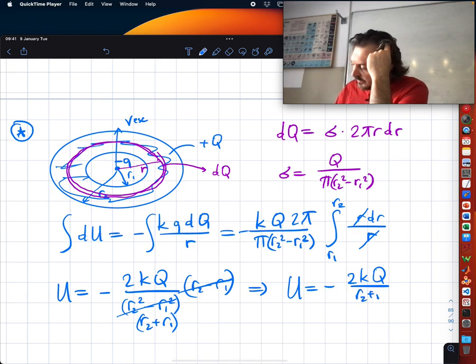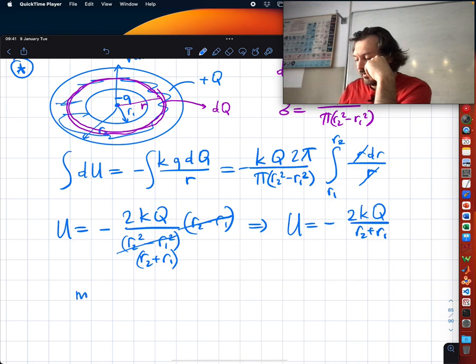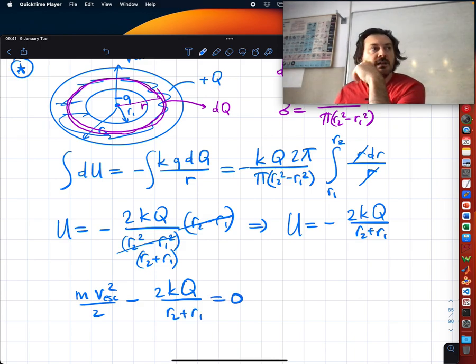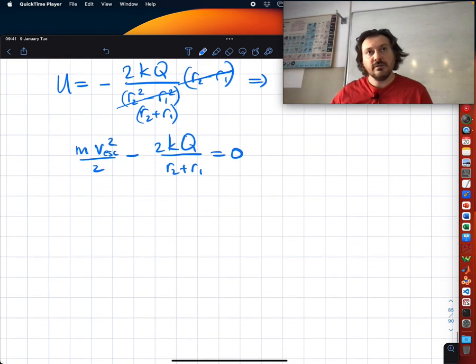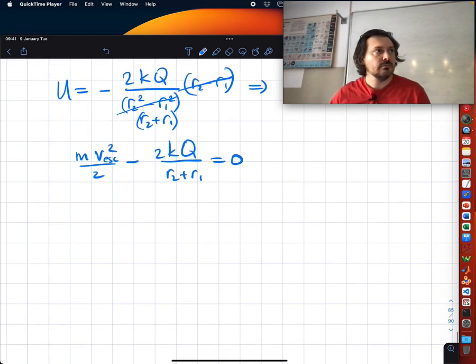And coming back to the initial statement of the problem, for the escape velocity to be the escape velocity, you need to have m times v escape squared over 2 minus 2kq over (r2 plus r1) be 0. Then it will never come back. You can figure out escape velocity from here. Let me solve another question. If you have any questions about this one, no? No.